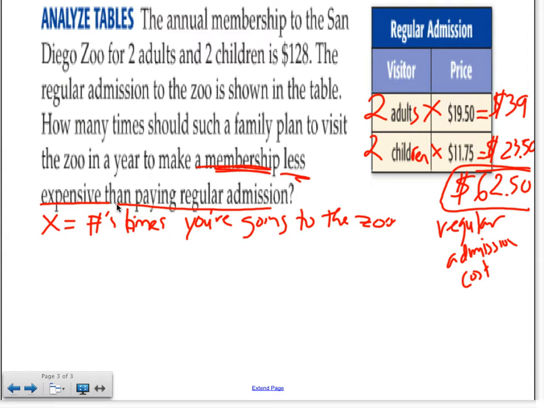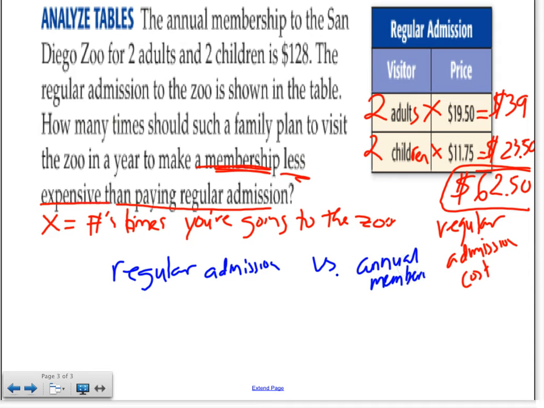So right now we have 2 things to compare. On one side we have regular admissions, right? On the other side, we're comparing the annual membership. Is that true? For the annual membership, we know it costs $128.